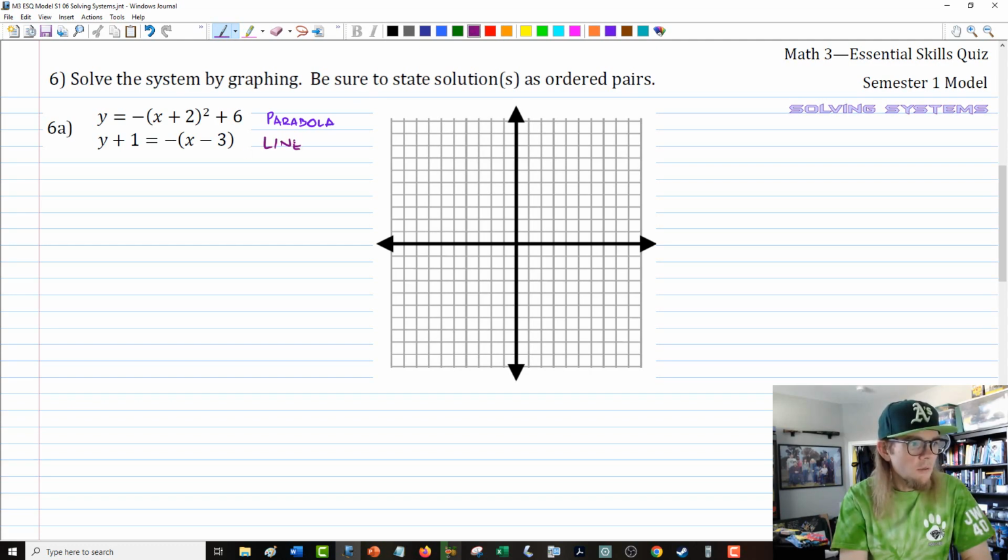So what I'm going to do is I'm going to start with the line. I'm much more comfortable graphing lines. I think most of you probably are, just because you've been doing that a little bit longer. So let's start there. The only thing I have to point out is that this line is provided to us in what's known as point-slope form. In other words, this is in our classic mx plus b form.